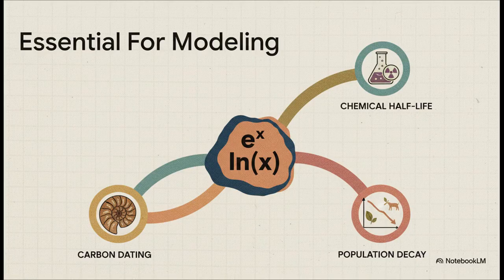And trust me, you are going to see this concept everywhere. When you're calculating the half-life of a chemical or modeling how a population decays, what you're really doing is using derivatives of exponential and logarithmic functions. Those functions, based on e and the natural log, are the absolute bedrock of modeling natural processes.